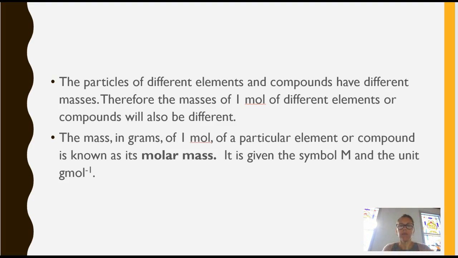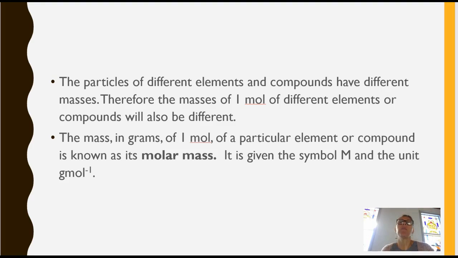So different elements and compounds have different masses. If you look on the periodic table, you will see that all our elements do have a different mass. Hydrogen is 1.008. Then we have chlorine, 35.45, and so forth. So obviously the mass of each particle is different for every element.